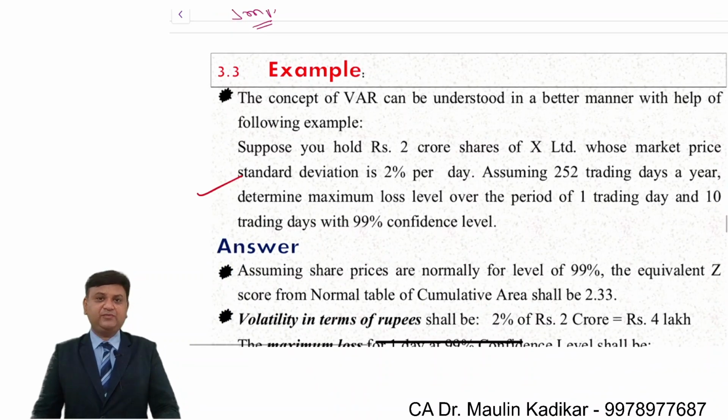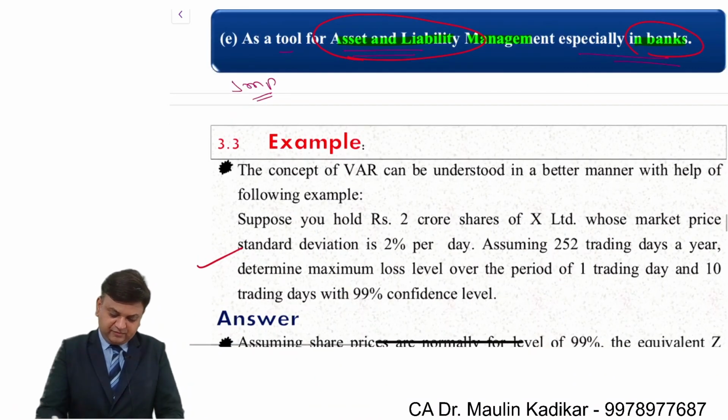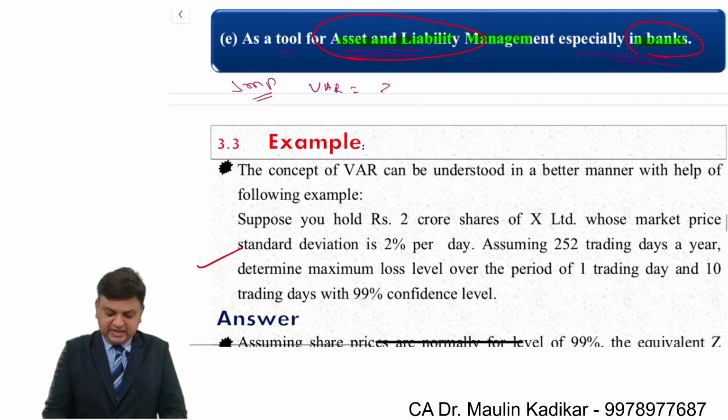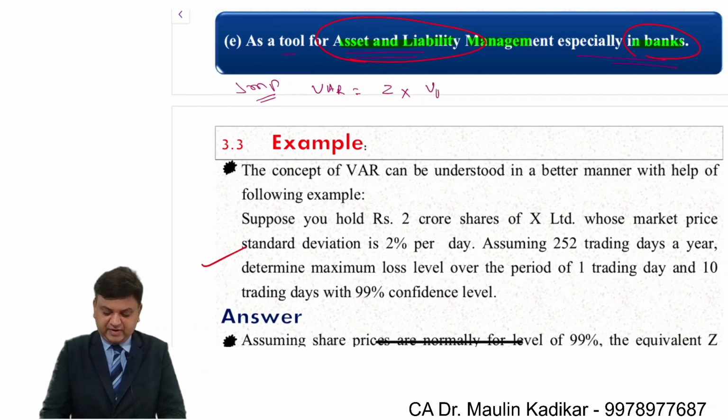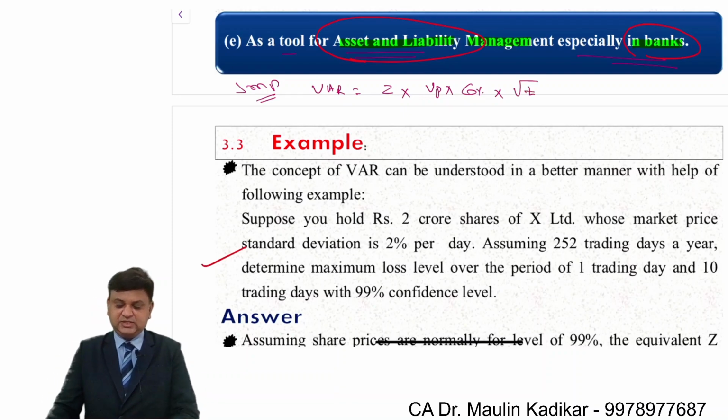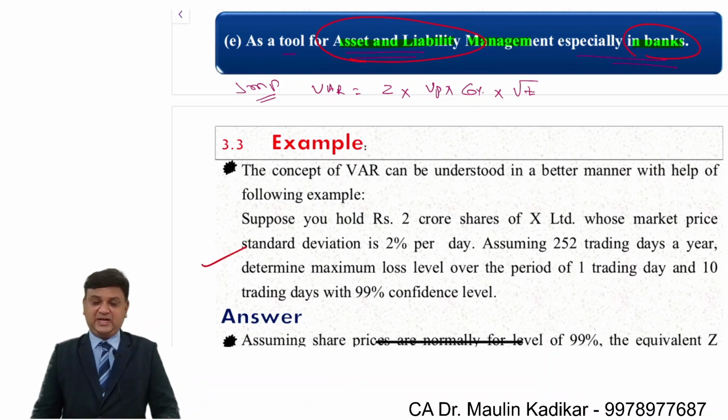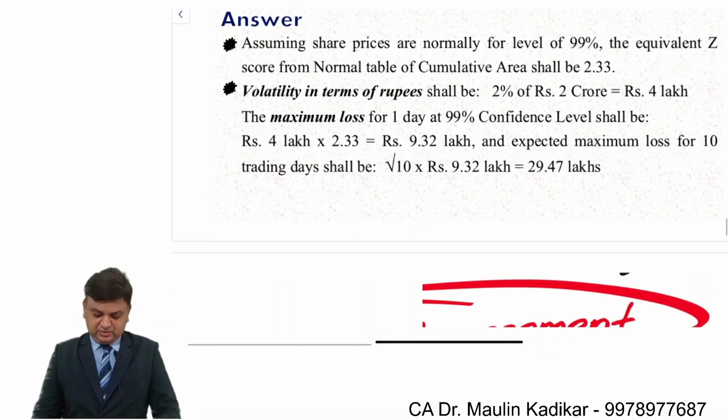We have seen examples in detail, wherein VAR is calculated by using a simple formula: the Z table reading, multiplied by the value of the portfolio, multiplied by the standard deviation, multiplied by the square root of the time period. This is the way we are required to compute the VAR. That is what we have understood.